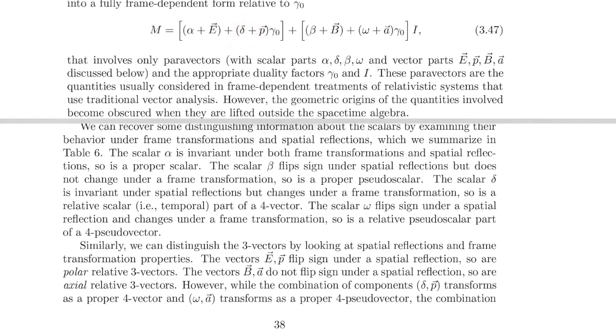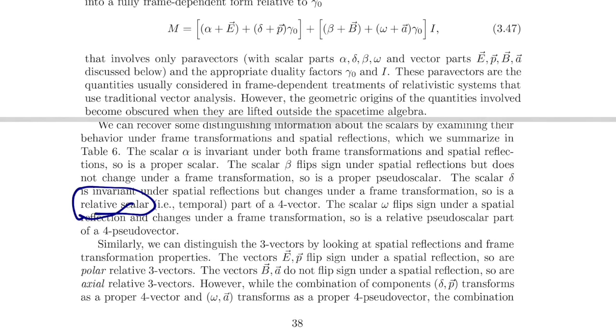There's no multiplication by any of the gamma i's, but there is gamma 0. And if gamma 0 changes, then it's going to affect delta. So it changes, it is a relative scalar. That's a new word, but it's easy to understand. It is the time part of a 4-vector, right? So it is the time-like part of a 4-vector. They're calling it a relative scalar. And sure, that's exactly what we understand to be delta rho, right? When we write this paravector in 4-vector form, it looks like delta rho.